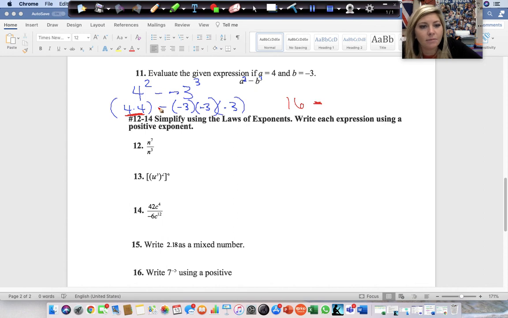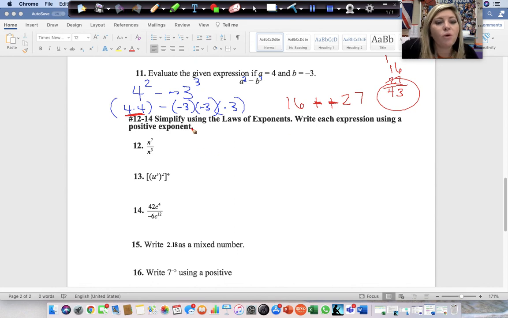Minus, because I am subtracting here. And then negative 3 times negative 3 is positive 9. And positive 9 times negative 3 is negative 27. So again, you can do this part in your calculator, but if not, you can just click, click. We're just adding these together. Subtracting a negative is the same thing as adding. So 16 plus 27 is 43. So that is our answer, 43.